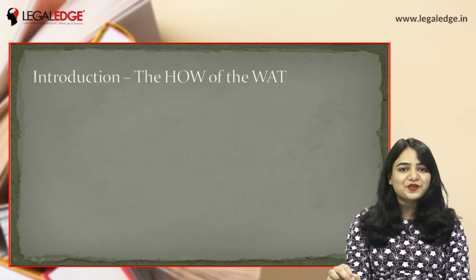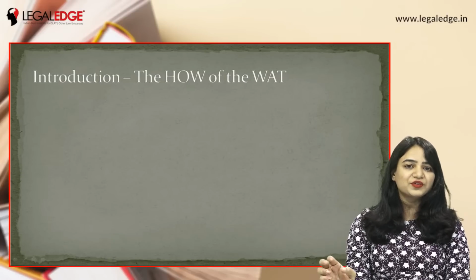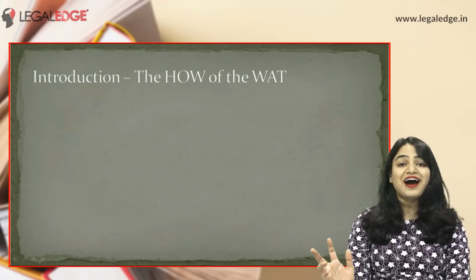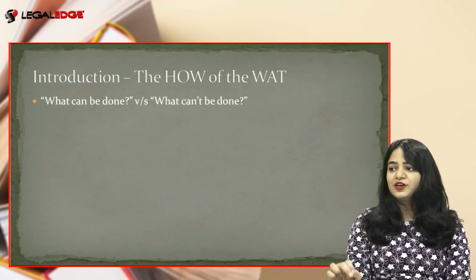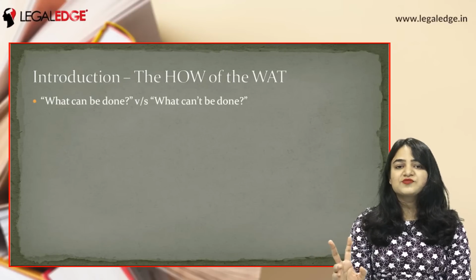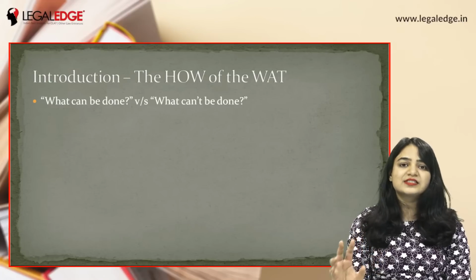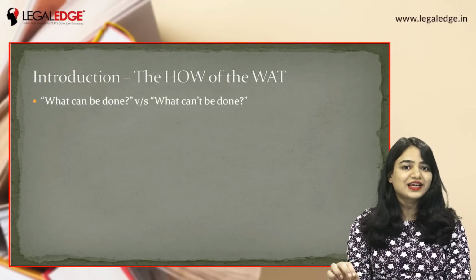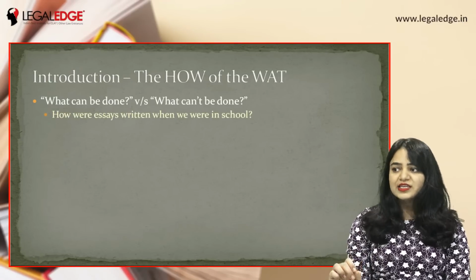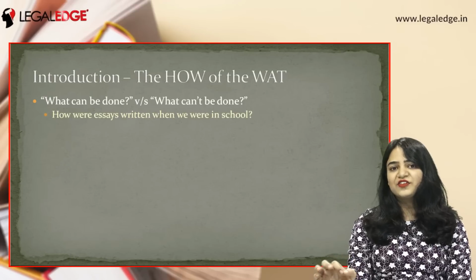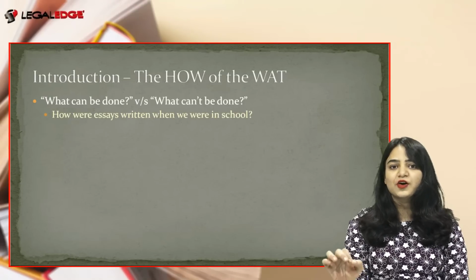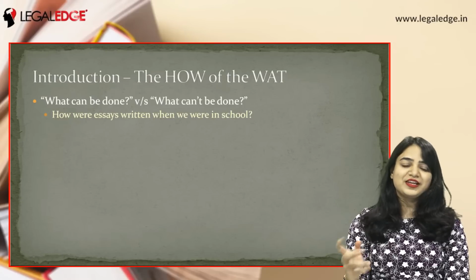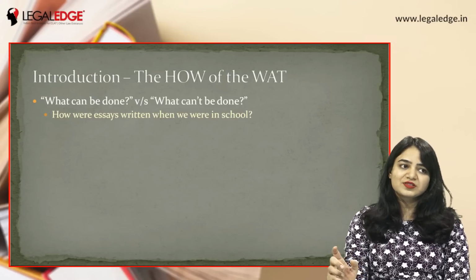So how are we going to go about it? Okay, I have understood what to do, I have understood why to do it, but how to do it? That's the real question. So what can be done versus what cannot be done? This is what we are going to understand in the coming few minutes. So the first thing is, how were essays written when we were in school? I want you to just give a quick thought about that. So let us say the topic that was given to you was cow.